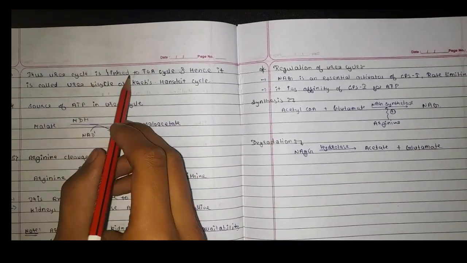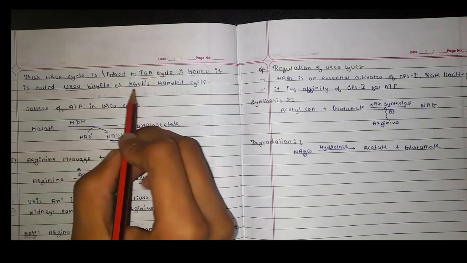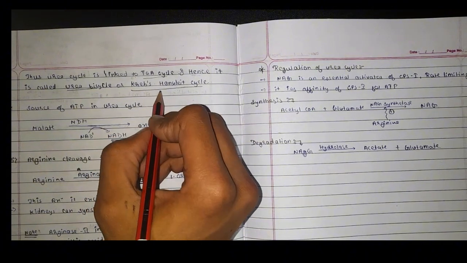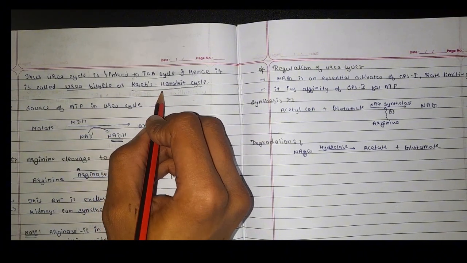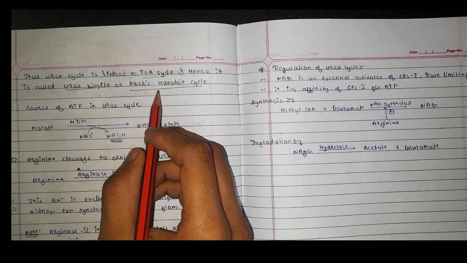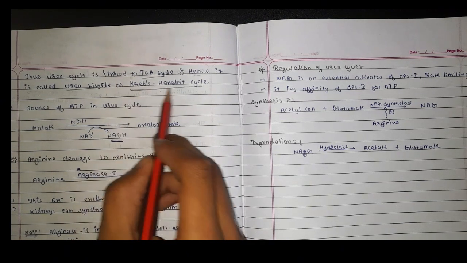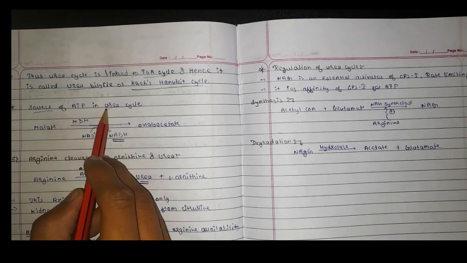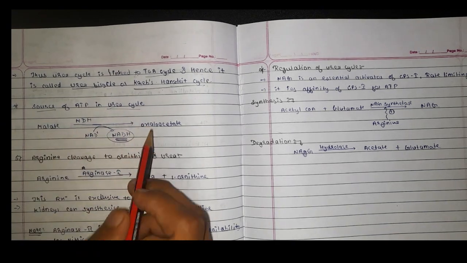Thus, urea cycle is linked to TCA cycle and hence it is called as urea bicycle or Krebs-Henseleit cycle. Urea cycle is linked to TCA cycle at which point? Where malate is shuttled back to mitochondria and re-enters the TCA cycle. So it is also known as Krebs-Henseleit cycle. We have already discussed that source of ATP in urea cycle is the formation of NADH by malate dehydrogenase enzyme.